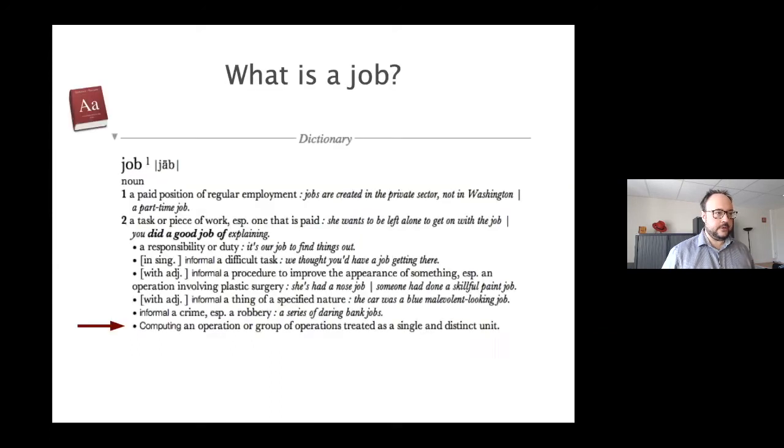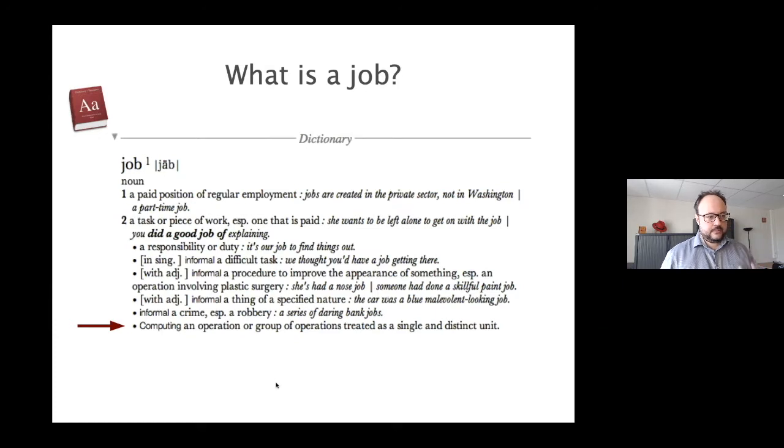So first, definitions. What is a job? You see here from the dictionary, a job in the context of computing is just an operation or a group of operations treated as a single and distinct unit. So actually you decide what a job is. It could be running one parallel program on multiple data or running a program that produces data and so on.